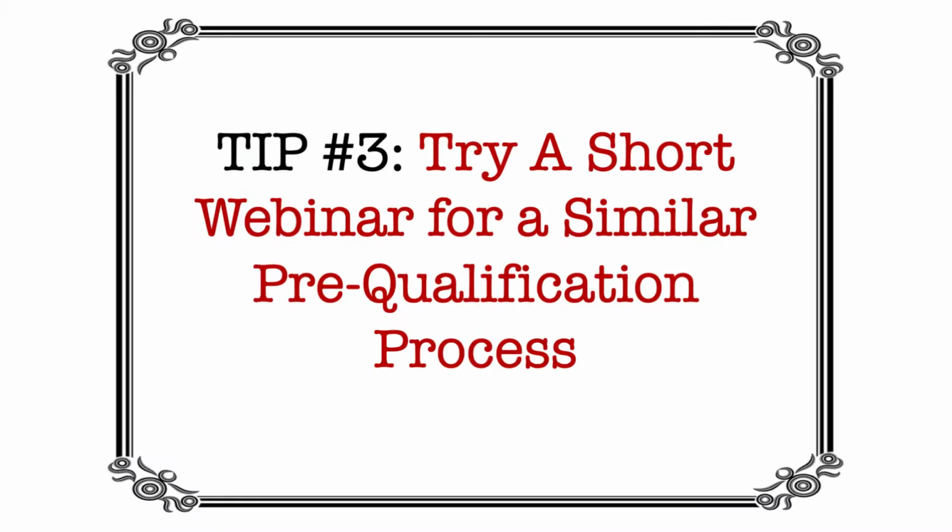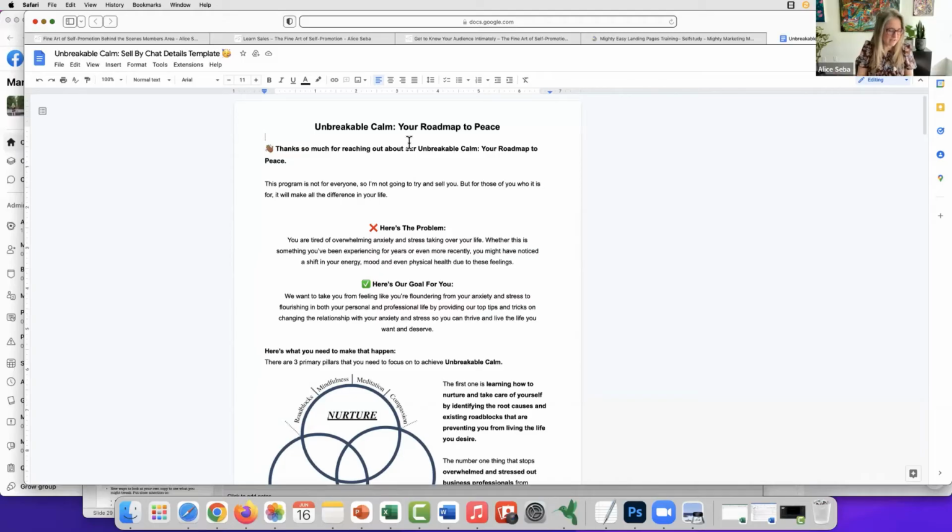Tip number 3, try a short webinar for a similar pre-qualification process. Or it could be a little 5-minute webinar that is done, kind of like an automated thing. So someone comes to our website, they're interested, they can sign up for the next time, the automated evergreen webinars. You can set that up with GoToWebinar. They go in there and they see it. But anyways, it's a document.